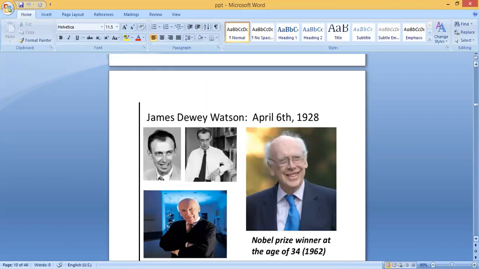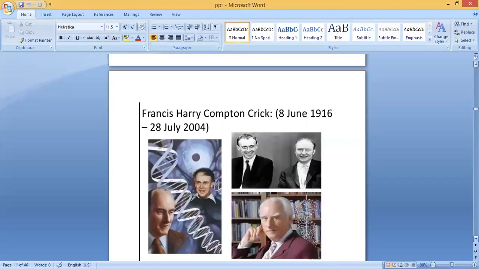You can see here the picture of Watson, James, the full name is James D. Watson, born April 6, 1928. He got the Nobel Prize at the age of 34 in 1962. This is a picture of Crick, Francis Harry Compton Crick. He lived from 8th June 1916 to 28th July 2004.